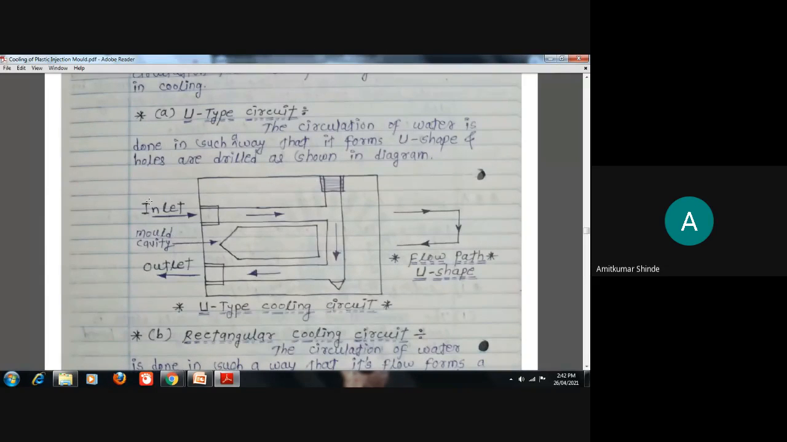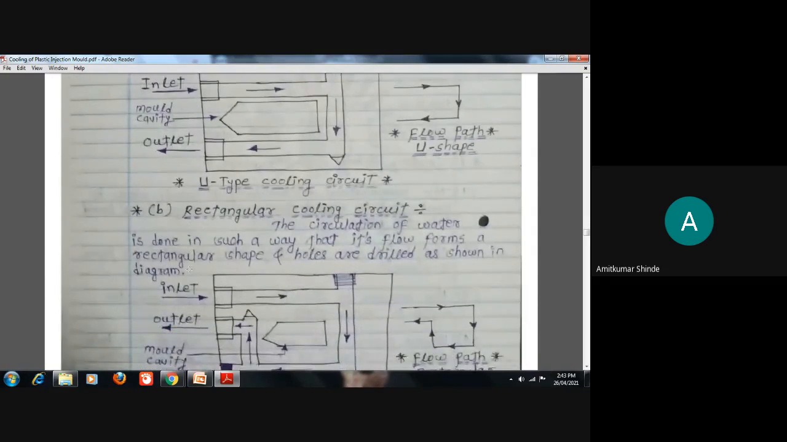And in that the first type is U-type circuit. This is the inlet, this is the U-type circuit. Why is this termed as U-type circuit? During this cooling process, the path followed by the cooling fluid or water is of U shape. This U shape path is followed. That's why it is termed as U-type circuit. This is the first type.